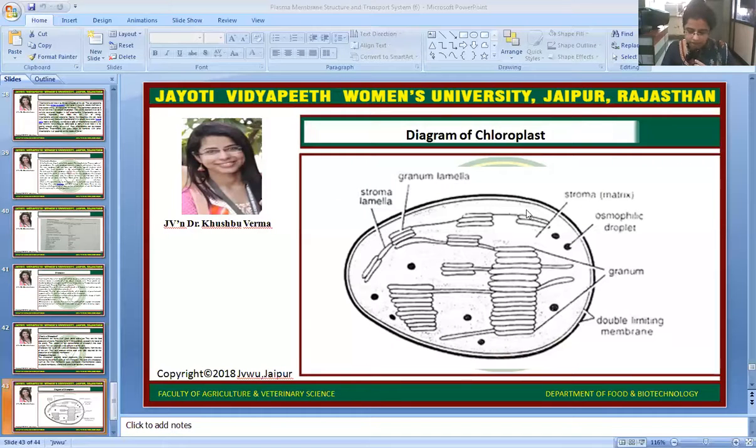Chloroplast has their own DNA. The DNA will be circular in nature and they will have their own ribosomes. So you can say that chloroplast is an autonomous organelle. They can replicate on their own, and they can produce their proteins on their own. So this is the sum up of the details of this organelle.